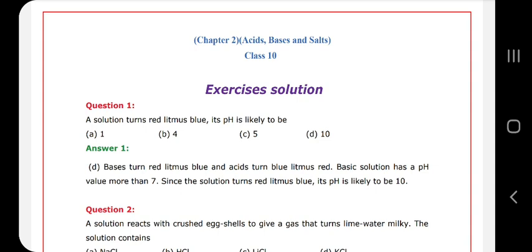In this class, I am going to answer the questions of acids, bases and salts. This is the second chapter of class 10. Let's start the question answer session.